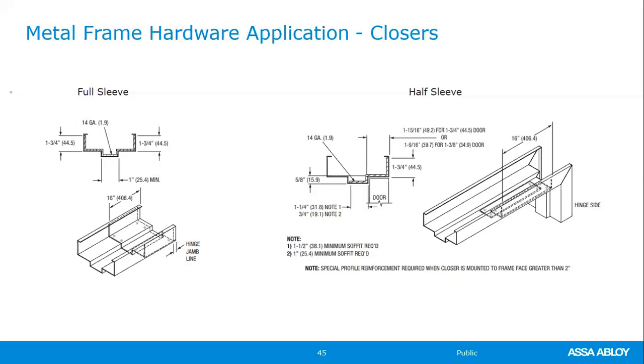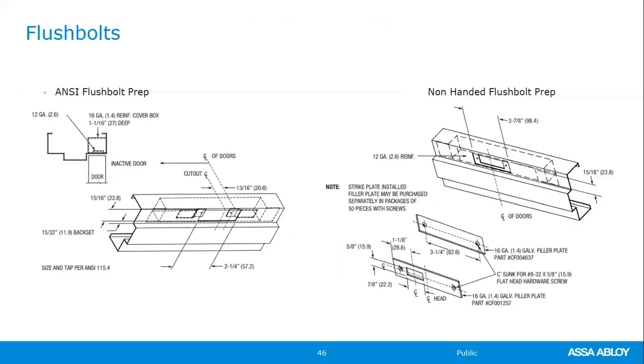And also, it will depend on the type of hardware that is being mounted onto that frame. Here we have flush bolt preps. The traditional ANSI flush bolt is the one that's located on the left.